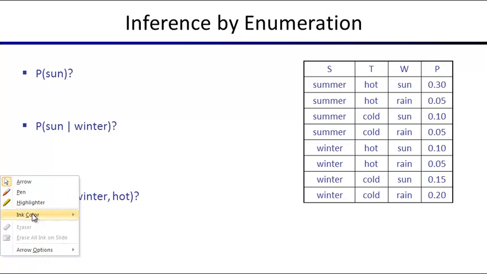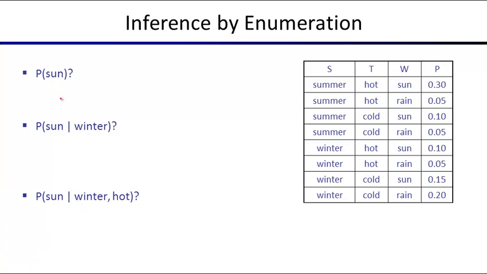Well, probability for sun is probability of all the entries consistent with sun. So that's this one, this one, this one, this one. Sum all 4 of those together is 0.3 plus 0.1 plus 0.1 plus 0.15. Anytime somebody asks you for probability of some outcome of a set of variables, you can just look at the consistent entries in the table.